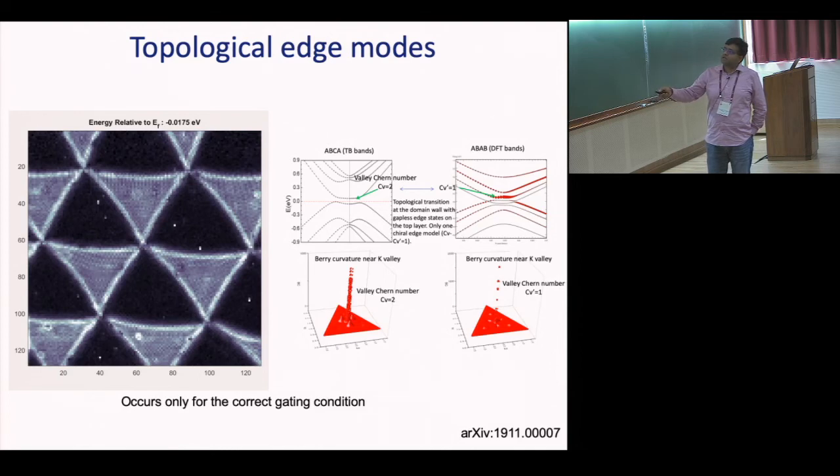It turns out that ABCA and ABAB have different valley Chern numbers. ABCA has a valley Chern number of 2. ABAB has a valley Chern number of 1. And that difference gives rise to an edge mode at these boundaries.